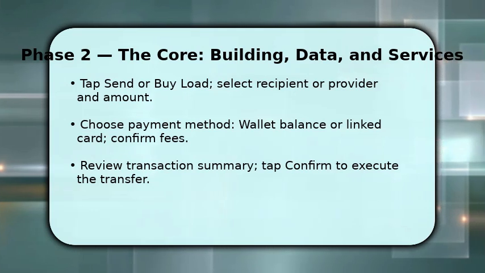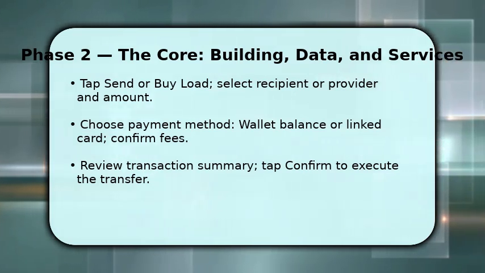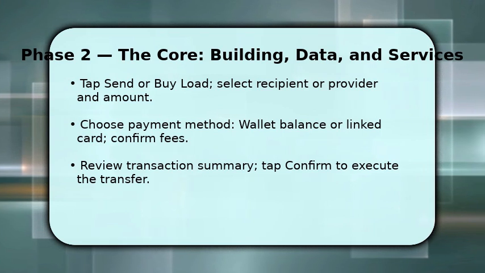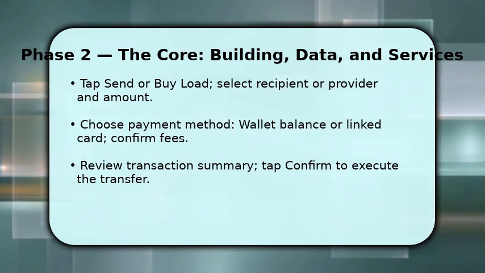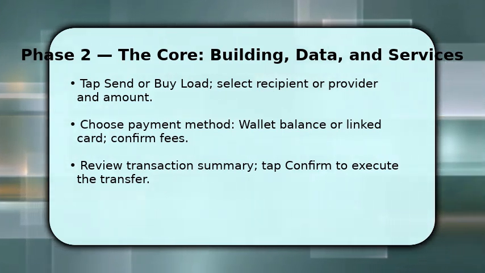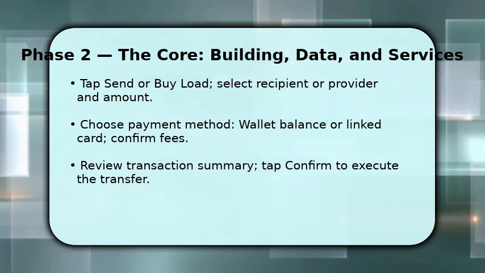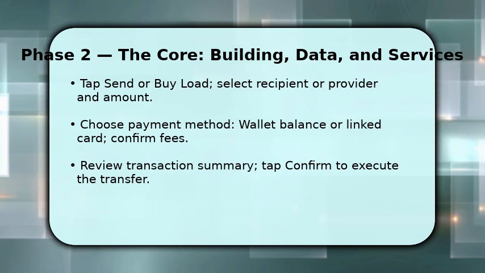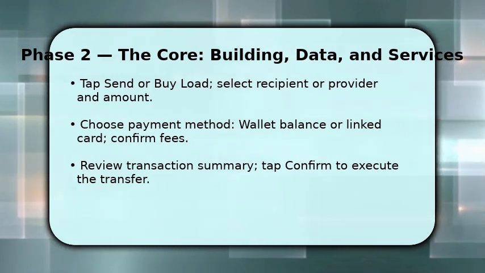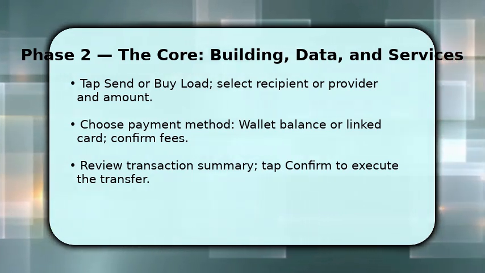Next, decide how to use your load. Send to another number, buy prepaid load for contact, or convert to wallet services. You tap send or buy load, pick the recipient or provider, and enter the amount. The app shows fees and limits so you understand cost and limits. Choose wallet balance as the payment source or switch to a linked card if needed.